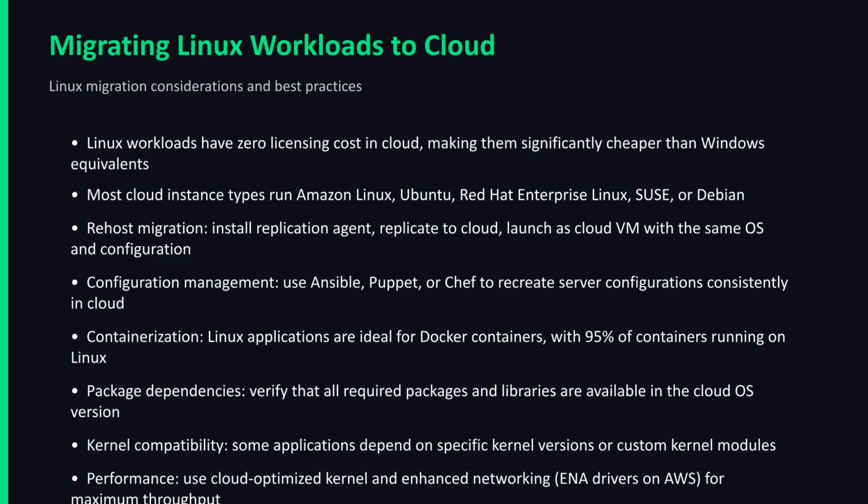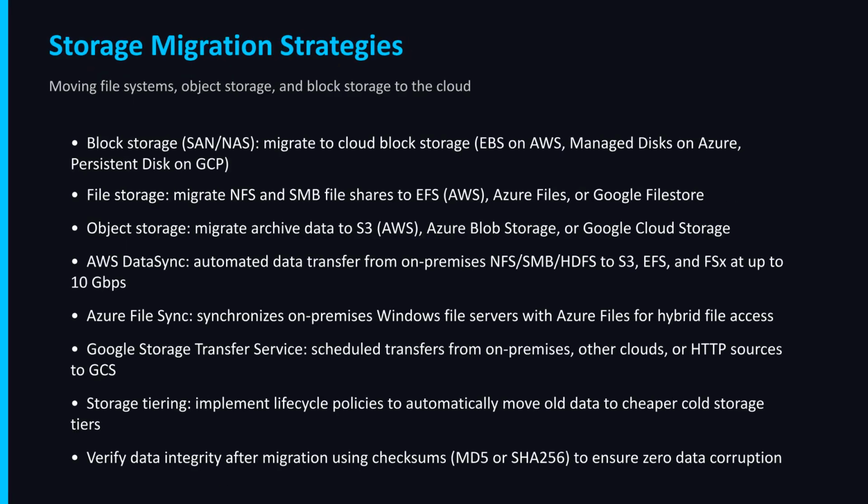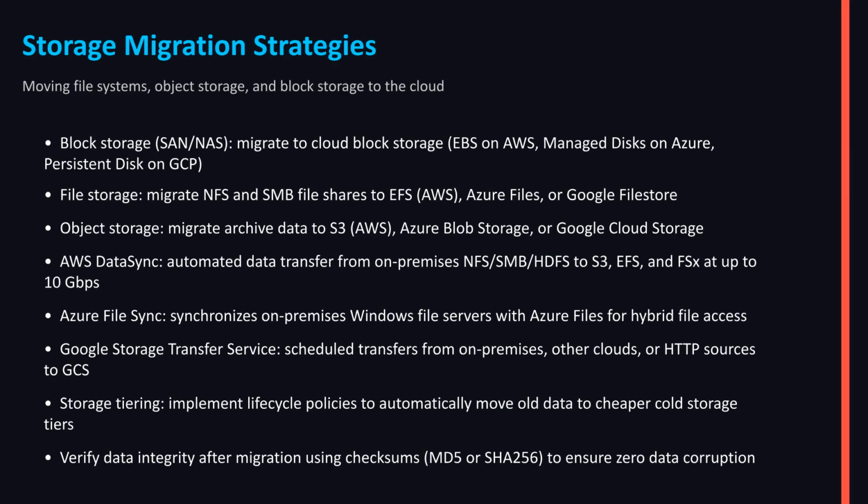Best practices include containerizing applications, using configuration management tools like Ansible or Chef to maintain consistency, and ensuring kernel compatibility with your cloud instances. For storage migration, choose the right service for your needs, whether it's block storage for high performance or object storage for archival data. Automated tools like AWS DataSync or Azure FileSync help move your data securely and efficiently to the cloud.